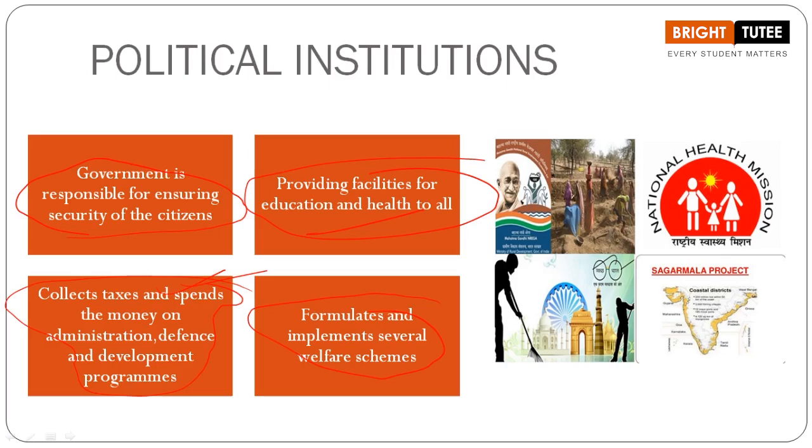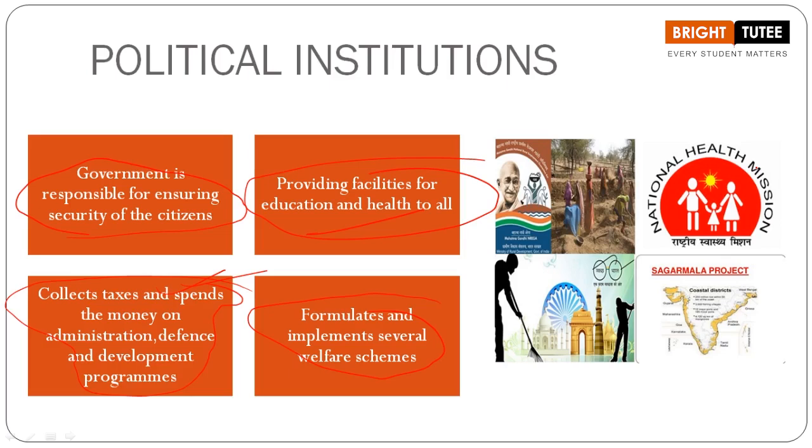So several welfare schemes related to education, related to health, related to digitalization. All these schemes are for the welfare of the common people. But who is doing this? Who is implementing all these welfare schemes? This is the main question. It is the government, right, students? So these are some of the activities that the government is performing.